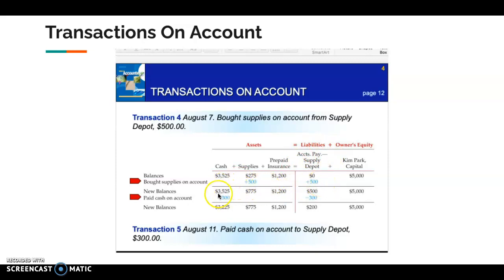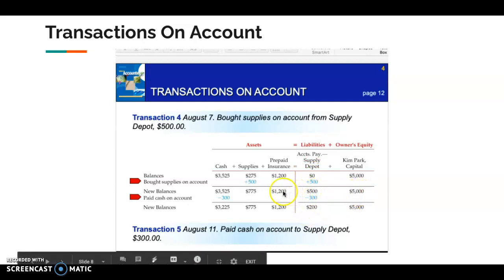So again, you just bring down the cash balance. We went from having $275 of supplies, add 500, so now we're up to 775. We bring down our prepaid insurance. Now we went from owing 0 to owing 500, and we have our capital. So again, if we add these two numbers up and those three numbers up, we should get 5,500.